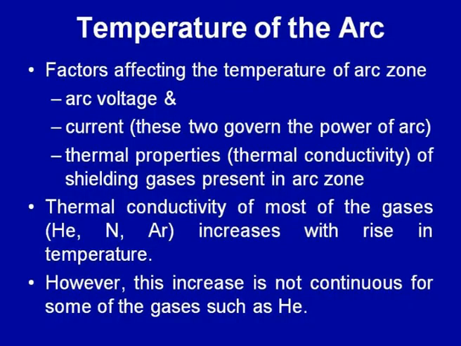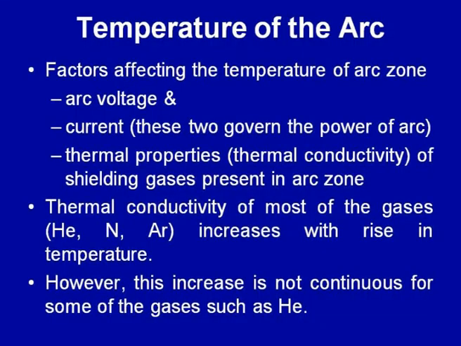We know that the temperature in the arc zone is primarily dictated by the heat being generated, and the heat generation is governed primarily by the arc voltage and the welding current, and the product of these two gives you the power of the arc. Higher current in combination with higher voltage results in high heat generation. So, the temperature of the arc zone is primarily governed by the arc voltage and the welding current being used, because these two factors govern the power of the arc.